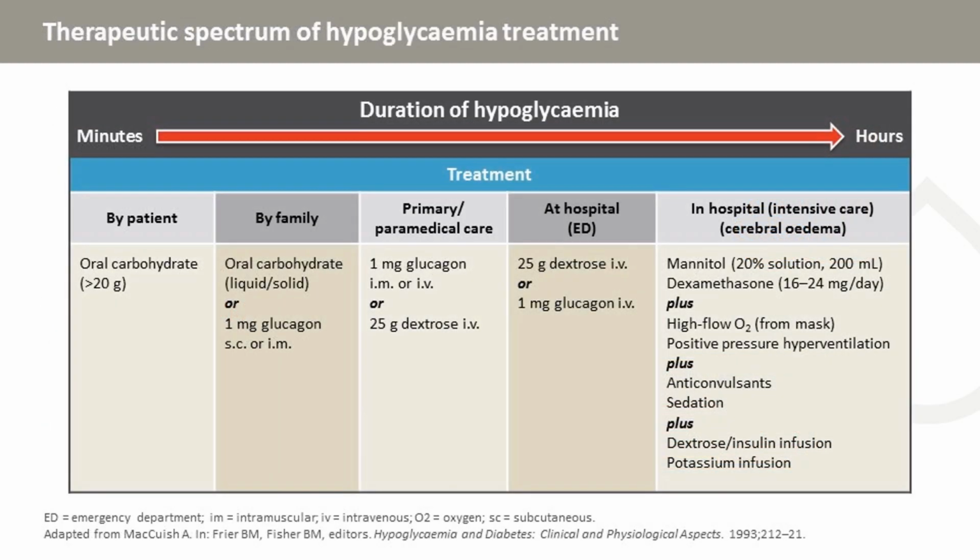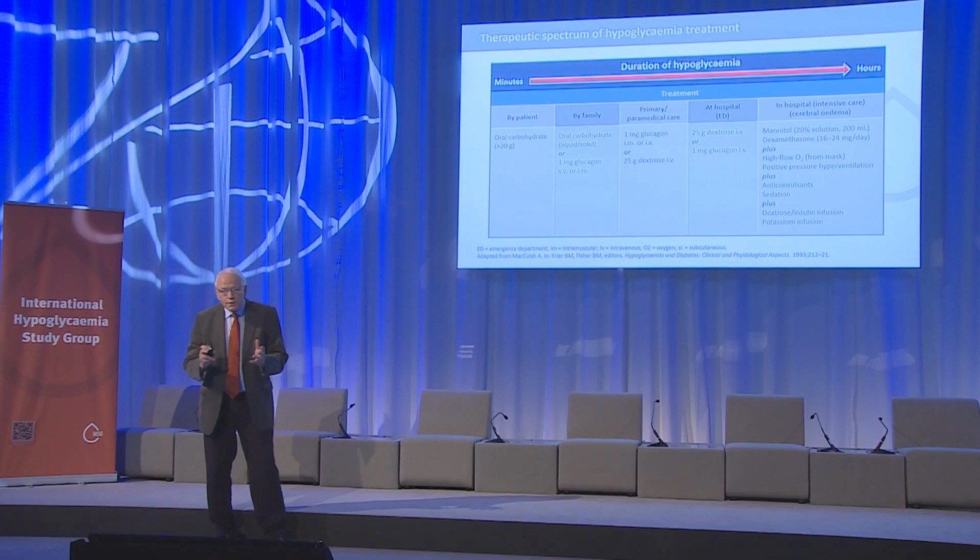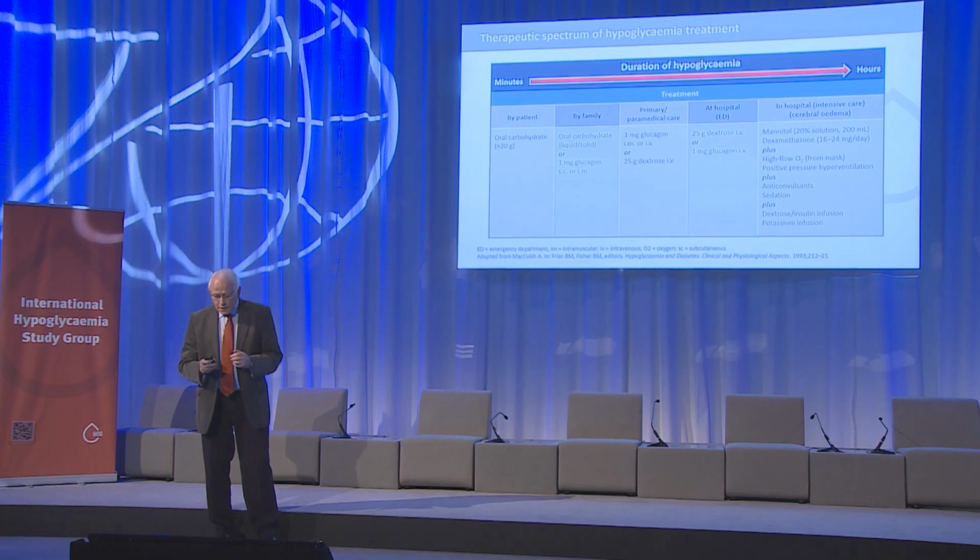And finally, this is just to show the therapeutic spectrum of treatment. You see on one end of the slide, the self-treatment by the patient, and going right up to the other end where they are admitted to hospital in severe hypoglycemia with coma, with a risk of cerebral edema, and may need things like mannitol, dexamethasone, high-flow oxygen, and so on to treat them. So there's a variation, and it depends really on the duration of the hypoglycemia and the severity.